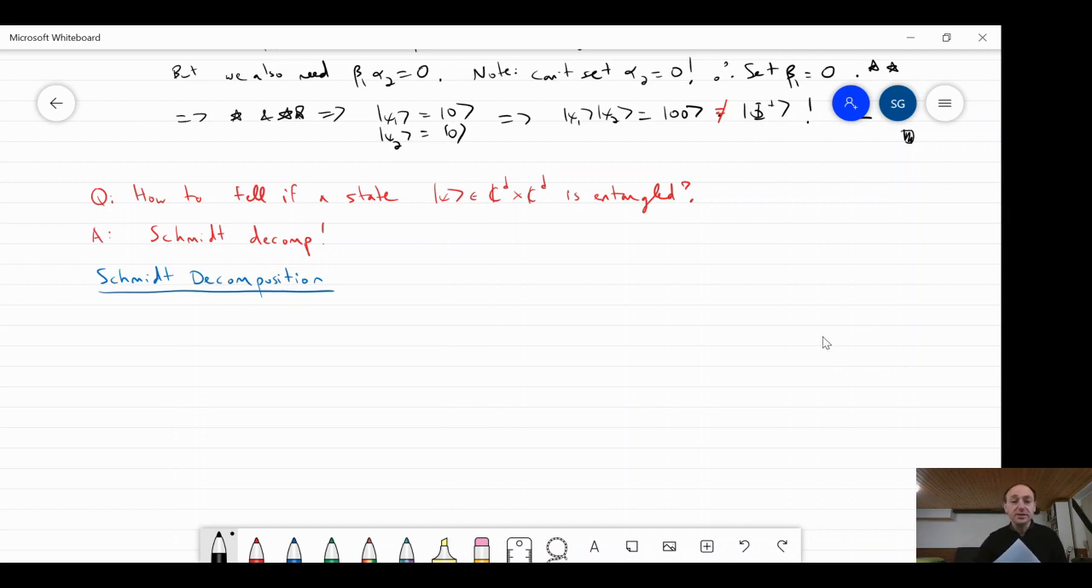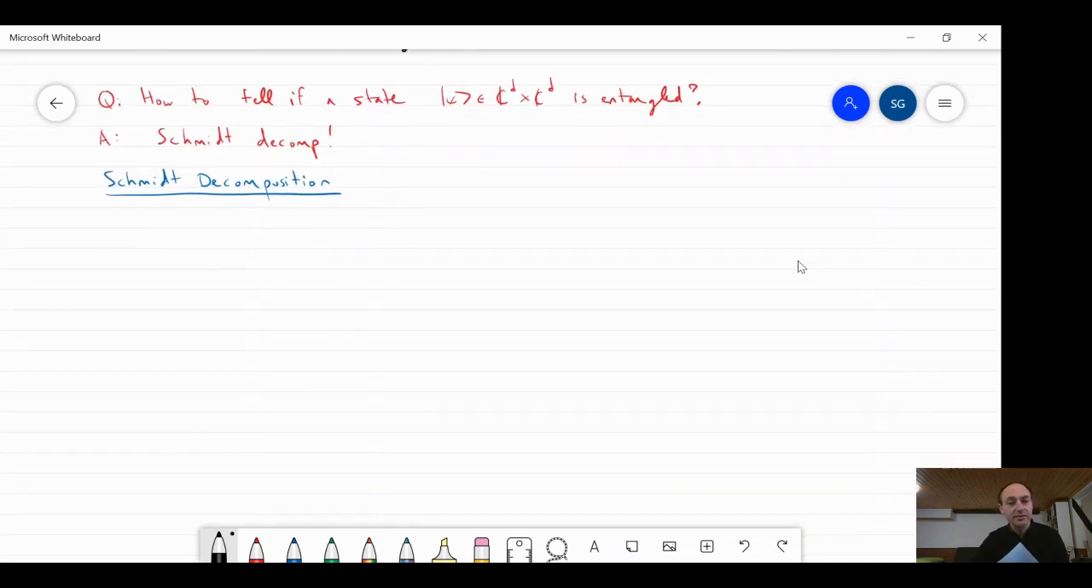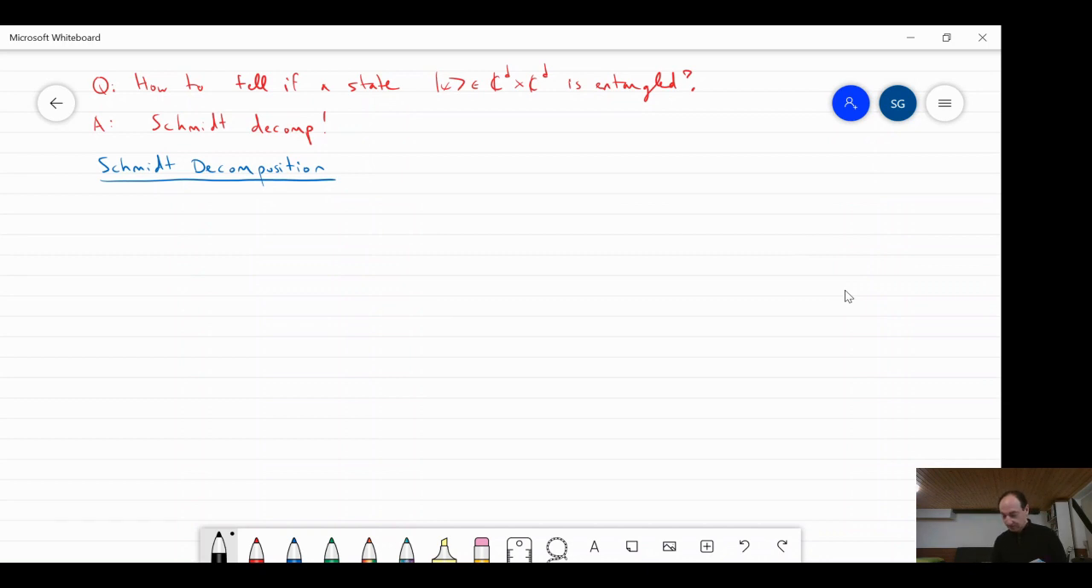In this discussion, I'm just going to focus on qubits, but you could straightforwardly extend this definition to higher dimensional systems. The basic idea is that if I have a 2-qubit pure state, I can always write it in a very special form using this decomposition. The idea is that any state psi, and this is again a 2-qubit state, so it lives in C2 tensor C2, can be written.